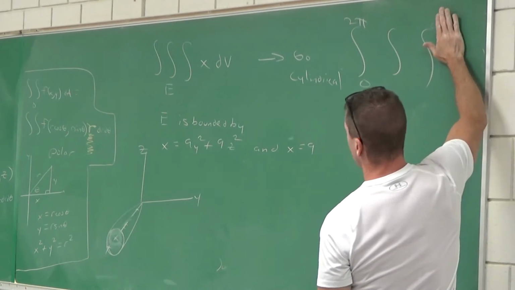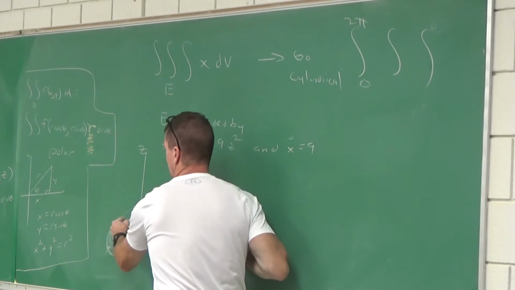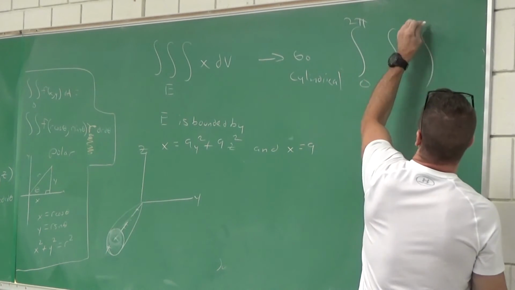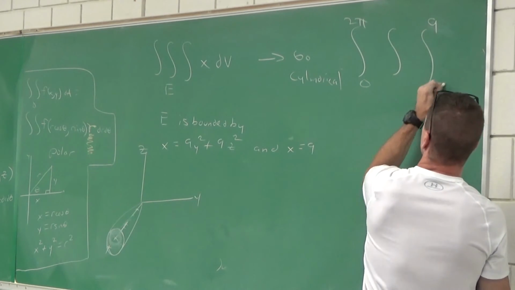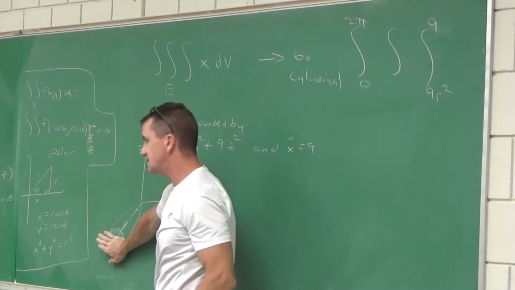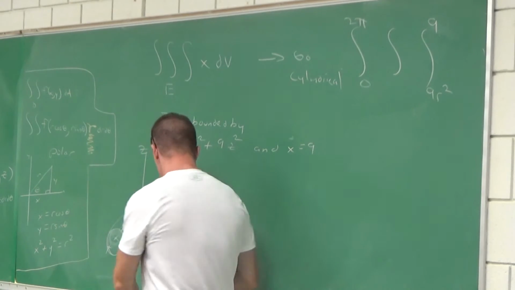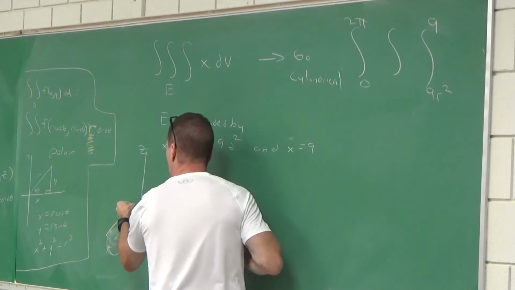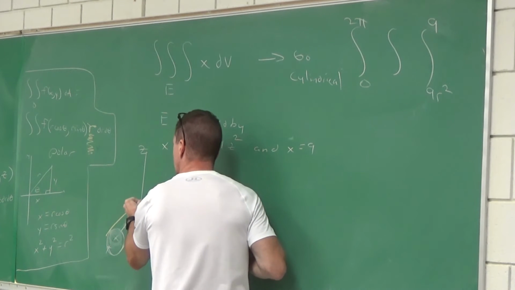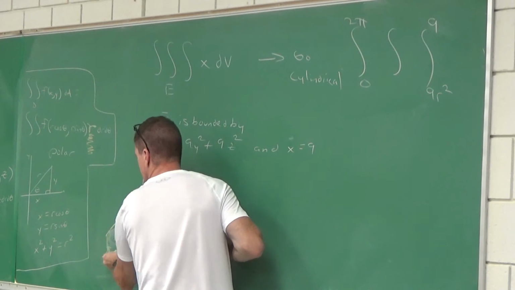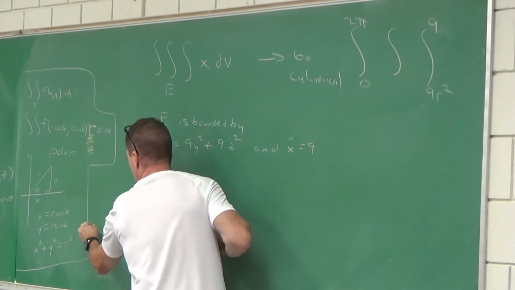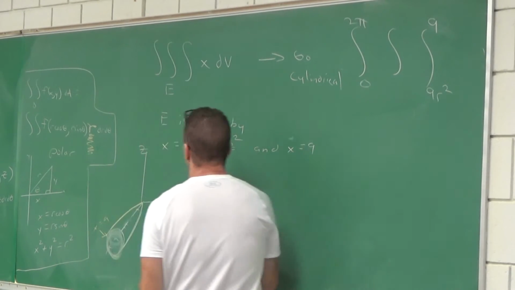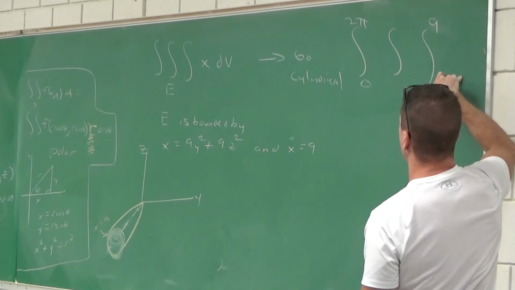Actually, let me be careful. The top limit is 9. What's the bottom limit? I apologize. That'll be 9r squared. See it? Like that's the top, and this is bounded from below. This is that portion that's below, right here. The top is just this what? Right there, everyone, x equals 9. So that's the top limit. That's the bottom limit.